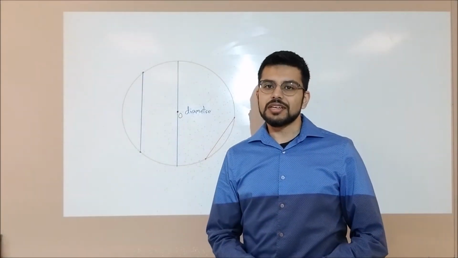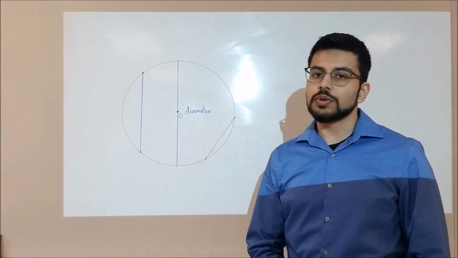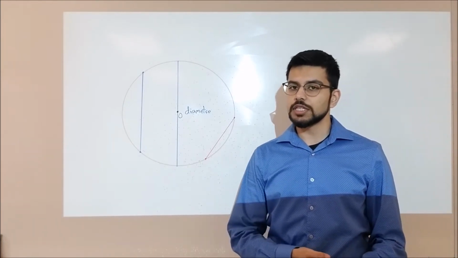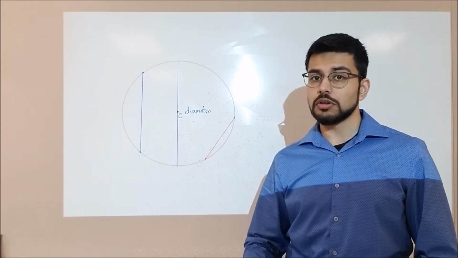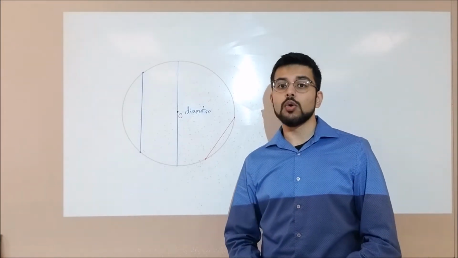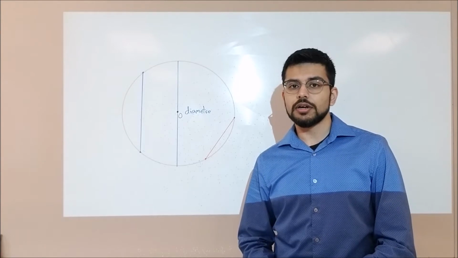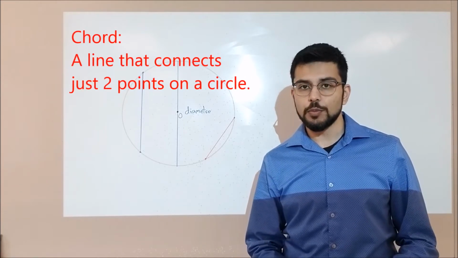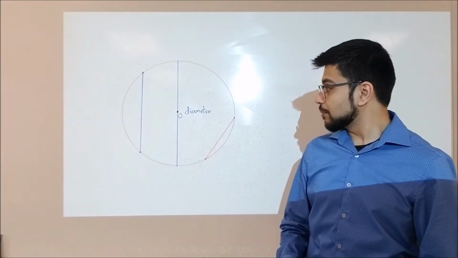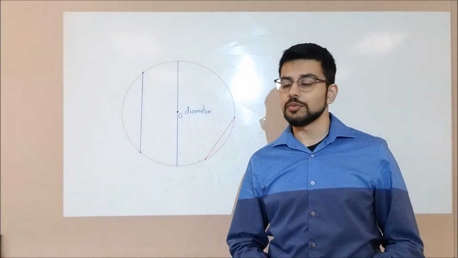Welcome back, grade 9s. This is part 2, the second lesson, and we're going to look at something new called a chord. Last time we looked at tangent lines, which touch a circle in only one spot. This time we're going to look at a chord, which is a line that joins 2 points on your circle. I've got 3 examples of chords available to you.